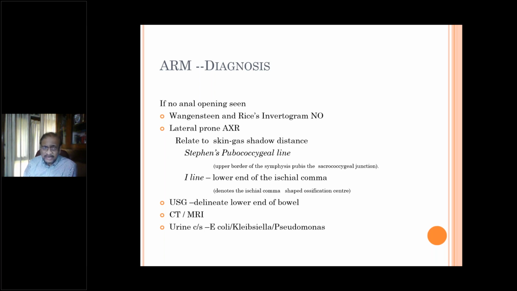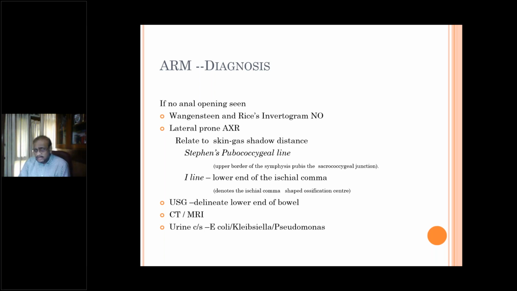And how do you do that? You basically do it by a number of investigations. The time-tested method, which has stood the test of time for a number of decades, is the Rice's invertogram, or Wangensteen-Rice invertogram. What are you doing? You stick a radiopaque marker to the proposed site of the anal region. If you're seeing a puckering, you stick it there and you put the child upside down, that means face down and legs up, for at least 3 to 5 minutes, and then you take a scan. What is known as the invertogram.